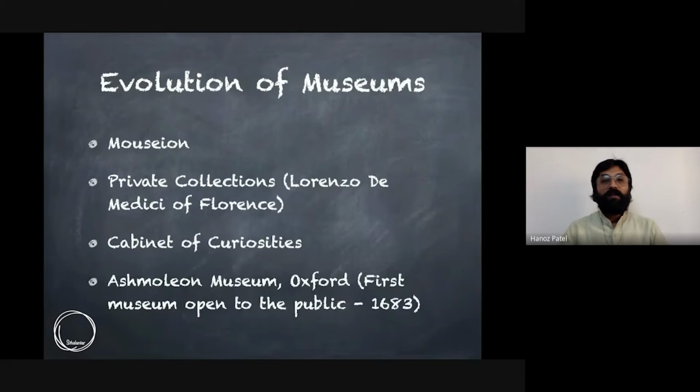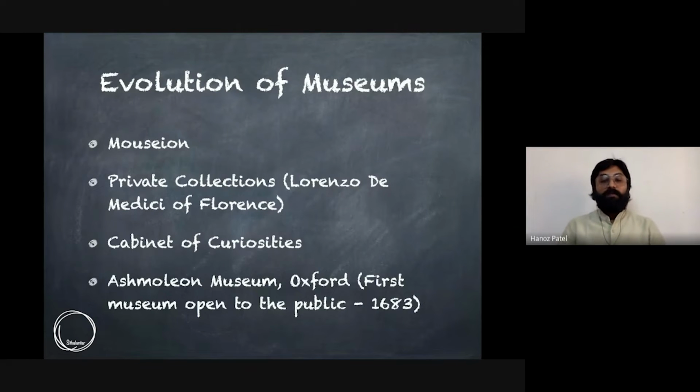Later down the line, that evolved into a period called the Cabinet of Curiosities. People started collecting a lot of different artifacts according to their taste, and created a private collection which they exhibited only to the people that they wanted to. It was not open to the public. They showed it only to those they wanted to, saying this is our collection, this is collected from that region, this is collected from that region, and so on and so forth.